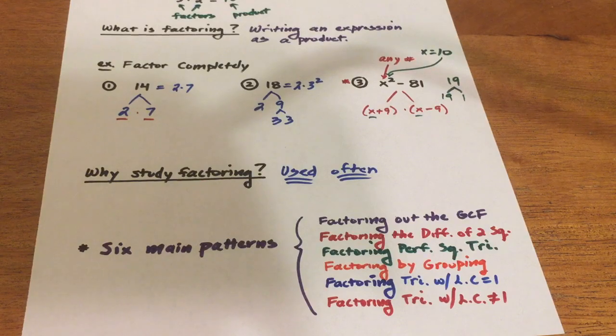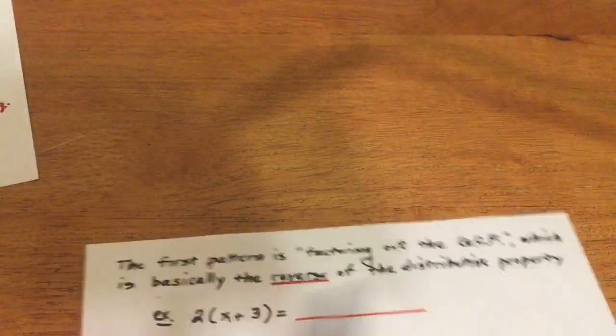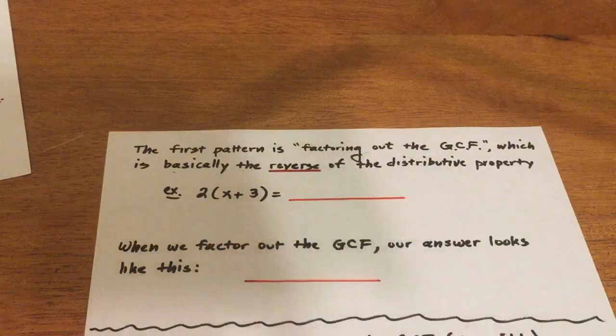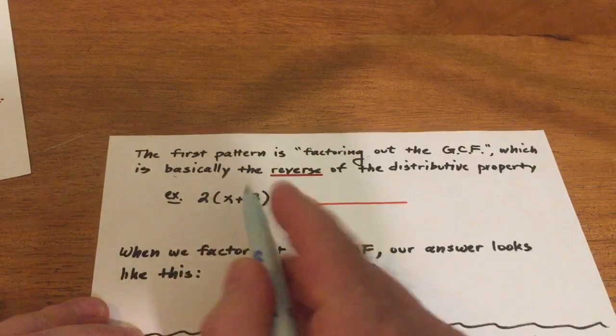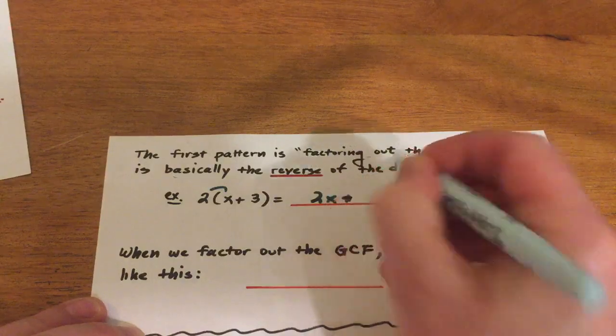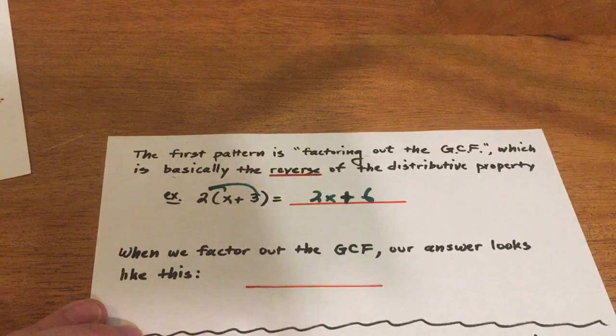Okay, let's go ahead and now take a close look at the main thing, which is factoring out the GCF. One thing that we can say is this, that the first pattern, factoring out the GCF, is basically the reverse of the distributive property. Let's take a look at the distributive property. Let's take a moment and just review this. If we had to distribute right here, we know that we're going to end up getting 2x plus, say, 6. So 2x plus 6 there.